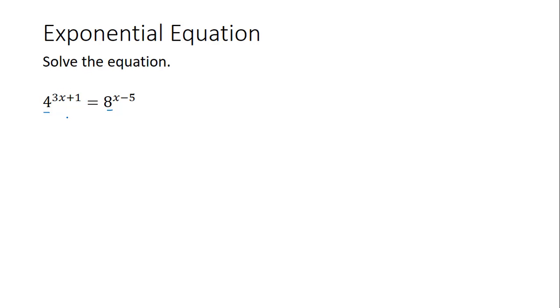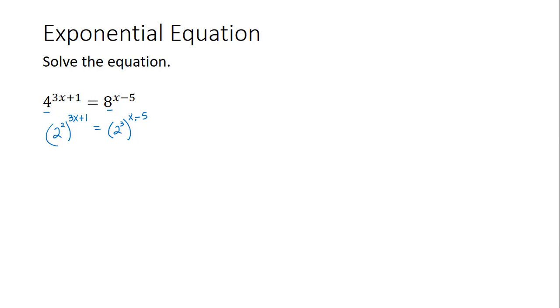4, you might recognize, is 2 squared. So we can rewrite the left side as 2 squared raised to the 3x plus 1. And 8, you might recognize as 2 cubed. So we will rewrite this as 2 cubed raised to the x minus 5.